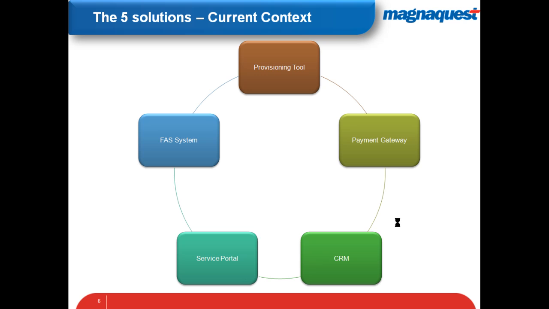What are IaaS providers doing currently? They are probably using several systems like a provisioning tool, a CRM, a payment gateway, a service portal, an FAA system. But are all these systems operating as islands, or are they integrated? Do they share the same kind of communication? Do they share the same kind of information? That is a big question. Now, that is what will take us to the concept of a unified ecosystem.